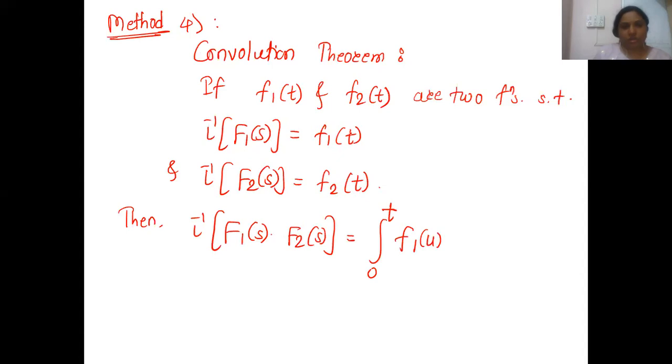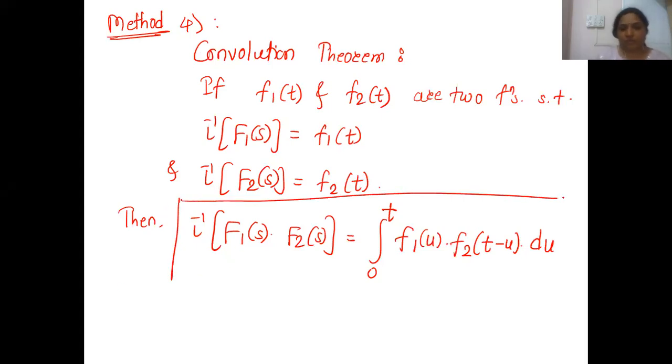f1(u). Any one of these you can call f1 and the other f2. In one of the functions, it will replace t by u, into f2 of t minus u. In the other, t becomes t minus u, and this is integration with respect to u. This is the formula of convolution theorem. Very important.